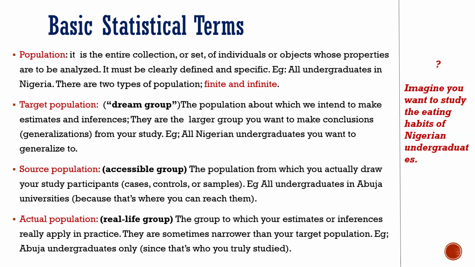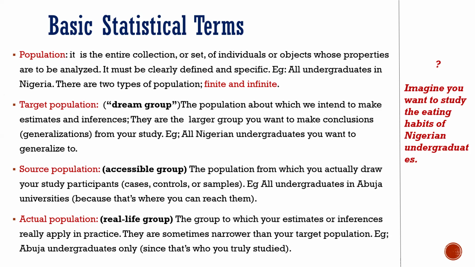Population is the entire collection or set of individuals or objects whose properties are to be analyzed. It's just like our major focus group, the set of individuals or set of things that we want to study. That is our population. It can be humans, it can be objects, it can be anything. And one of the key characteristics of population in statistics is that it must be clearly defined and specific.